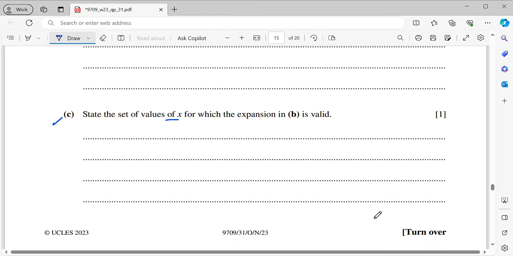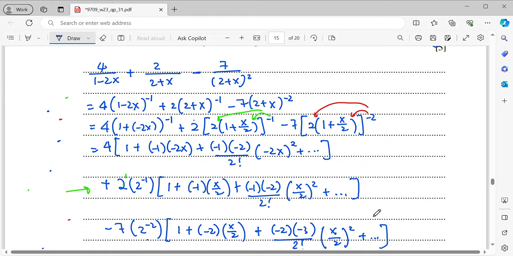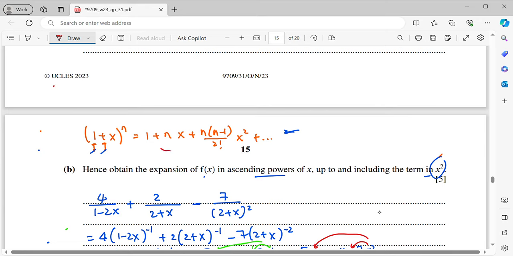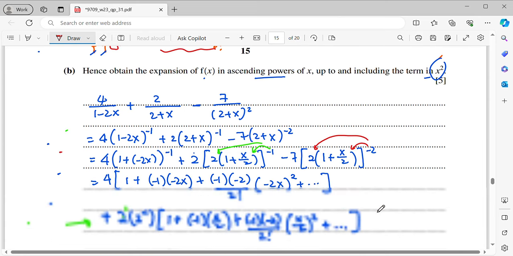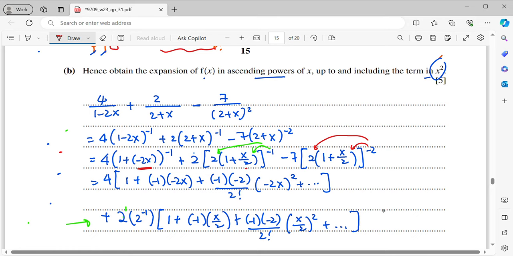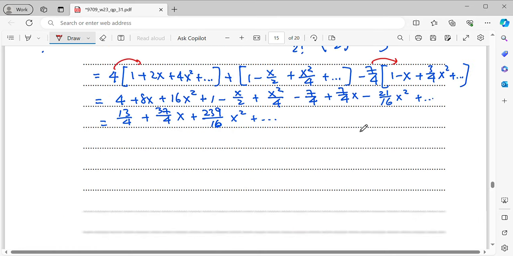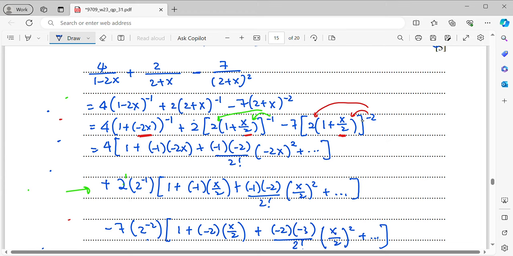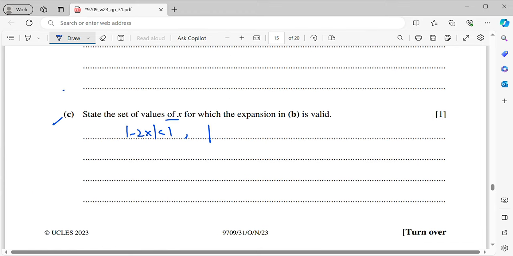Okay, so to get this, we need to refer to the general form. Just for information, when we go back to this general form, this expansion will be valid for modulus x less than 1. Where to get this modulus x is from here. Which means now I need to refer to modulus of all of this to be less than 1. So it will be modulus of negative 2x less than 1, and then modulus of x over 2, both are the same. So x over 2 less than 1. Sorry, less than 1, not more, less.